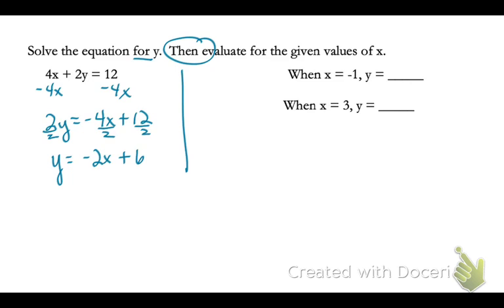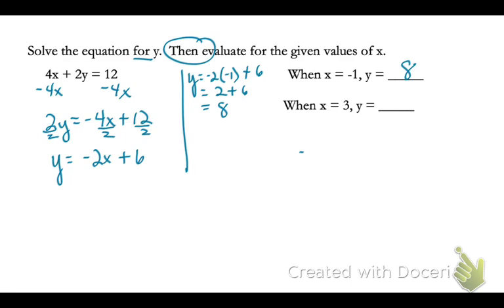Now we're going to evaluate for the given values of x. So notice it says over on the right, when x equals negative 1, y equals blank. So let's take our new equation and plug in negative 1 for x. So what I did was I did negative 2 times, and then I put in negative 1, and then plus 6. So negative 2 times negative 1 is 2, plus 6 will give us 8. So when x equals negative 1, y equals 8.